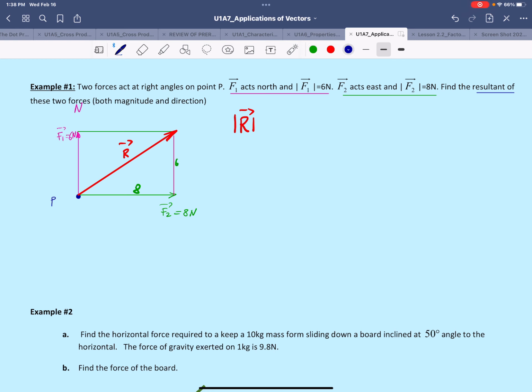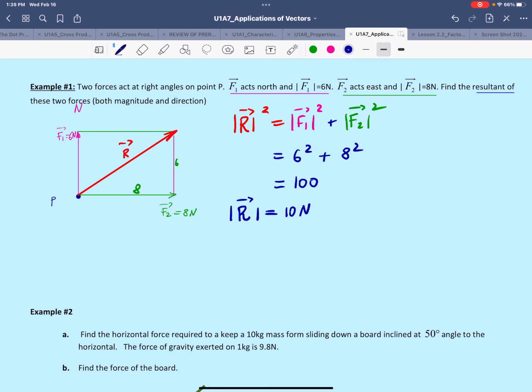And we'll say that the magnitude of R squared equals the magnitude of F1 squared plus the magnitude of F2 squared. So F1 equals 6, F2 equals 8. So that will give 100, which makes the resultant R in magnitude equal to the square root of 100, or 10 newtons. So this is just the resultant. Now we have to find the direction of it.